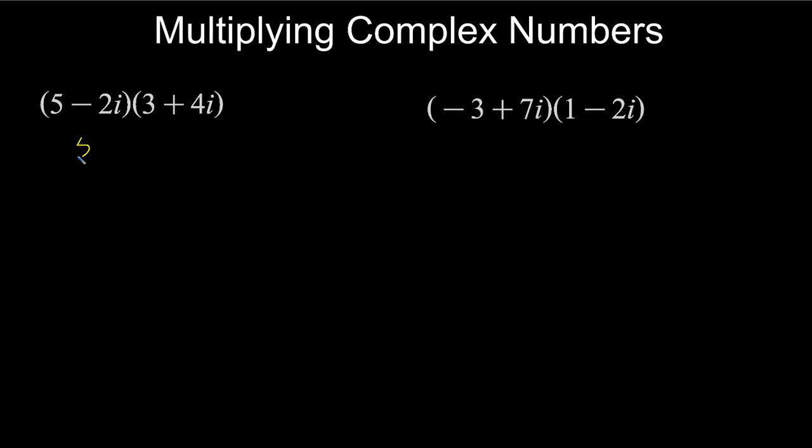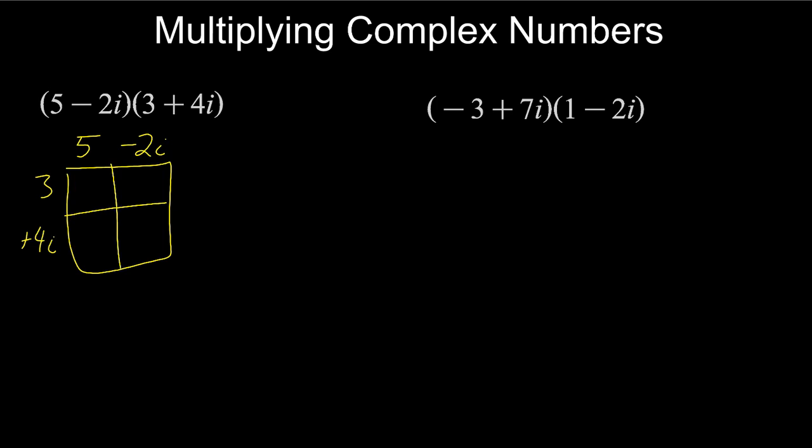All right, so I've got 5 minus 2i and 3 plus 4i. When I break that down, I'm going to make sure I distribute everything. 3 times 5 is 15. 3 times negative 2i is negative 6i. 4 times 5 is 20i. And 4i times negative 2 is negative 8i squared.